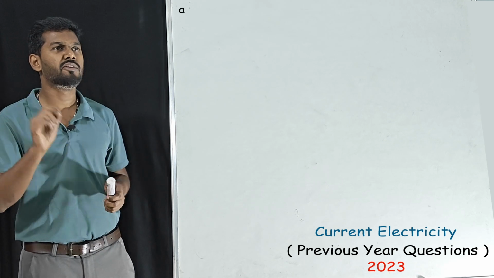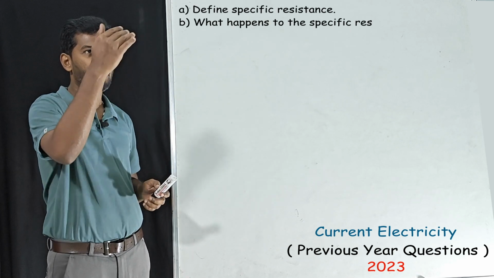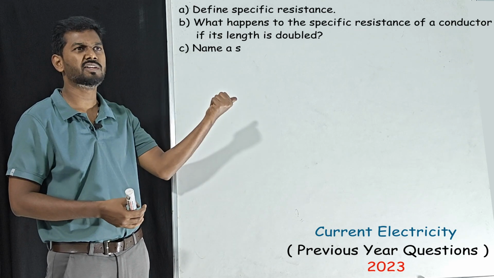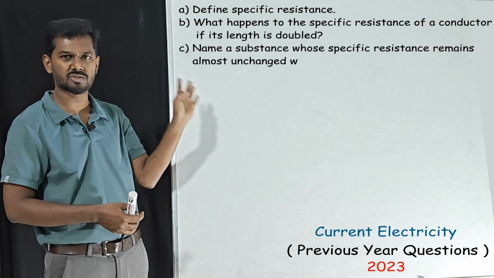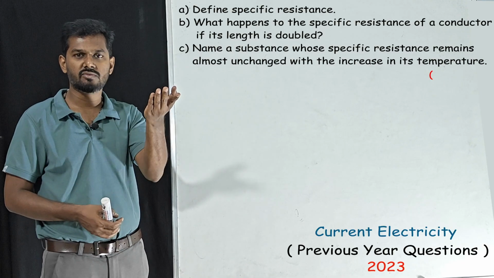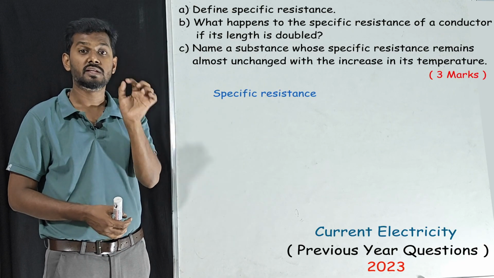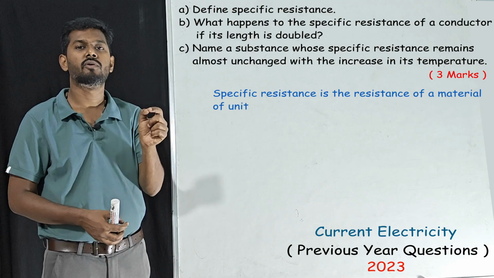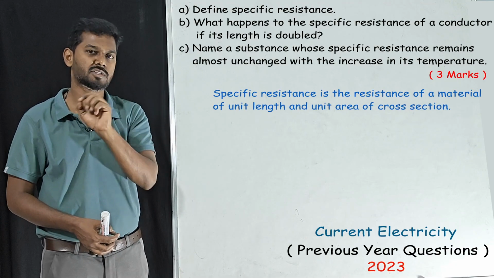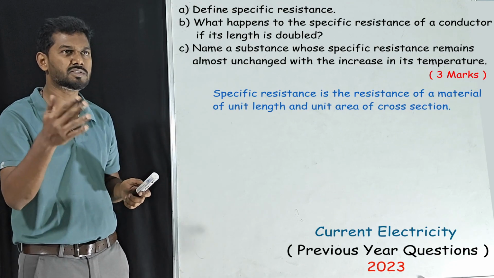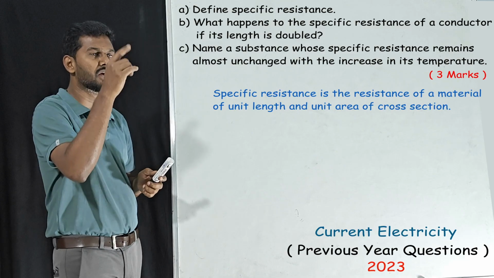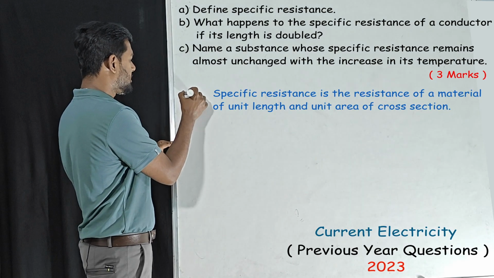Our next question, define specific resistance. Okay, we have two more questions. See, the definition of specific resistance we have learnt in the first question, correct? What is the answer for that? Specific resistance is the resistance of a material for unit length and unit area of cross section. That's it. So the definition we have understood properly in the first question. Then we'll go for the second one.